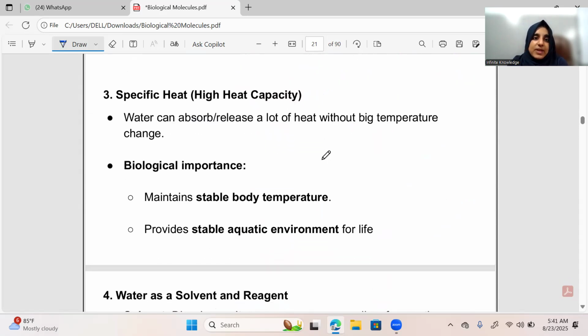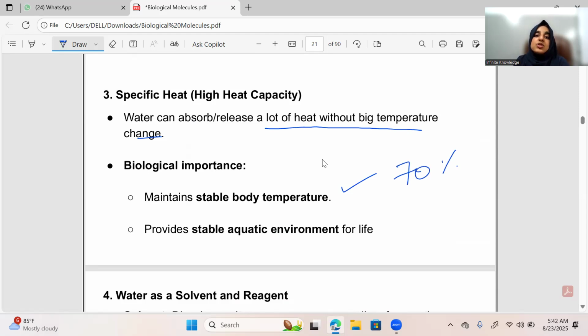Next, we move on to the specific heat capacity. Water can absorb or release large amount of heat without big temperature change. Okay, it can easily absorb heat, right? And its temperature does not change. That is why it is very stable. That is why our body is made up of 70% water.